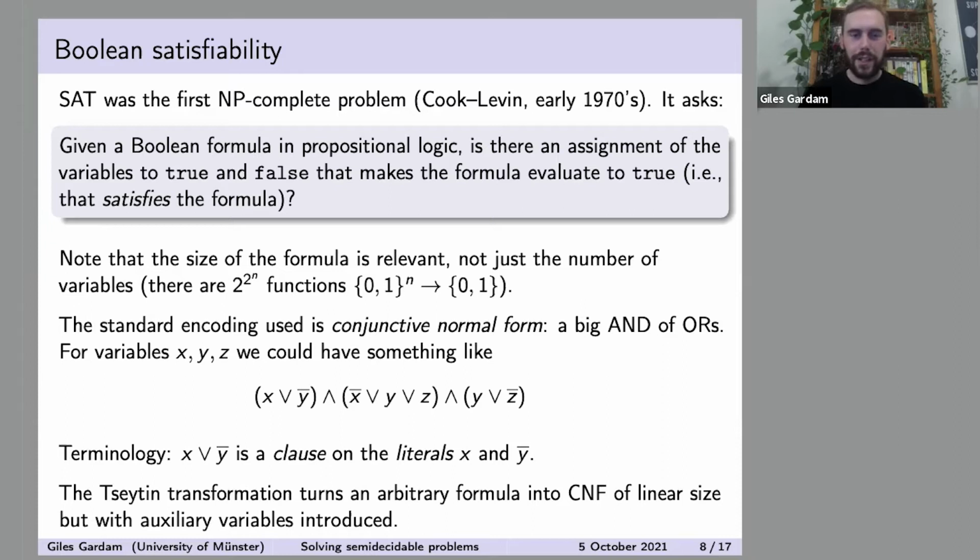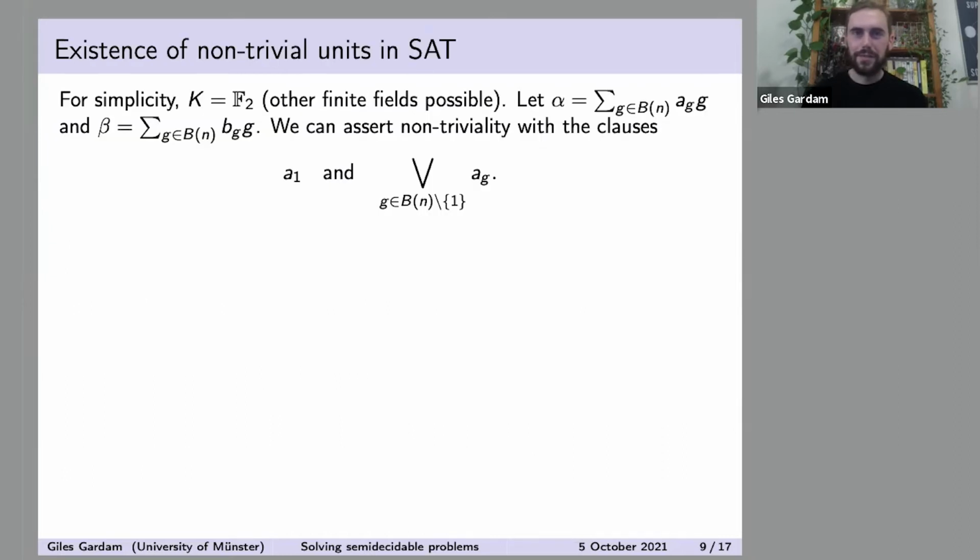Okay, so how do I turn my existence of non-trivial units into a question in SAT? For simplicity, let's just say I'm going to work over F2. I could do other finite fields. It's just a lot more messy, and I guess a lot less manageable for various reasons, but it's certainly possible. I can have some binary encoding of those finite fields and the arithmetic of that field.